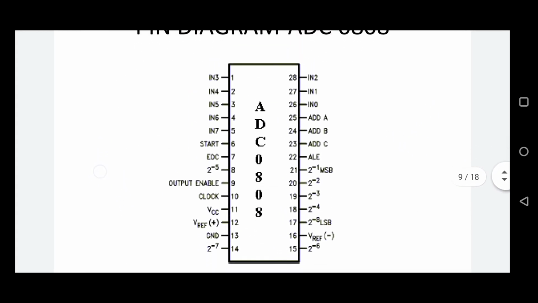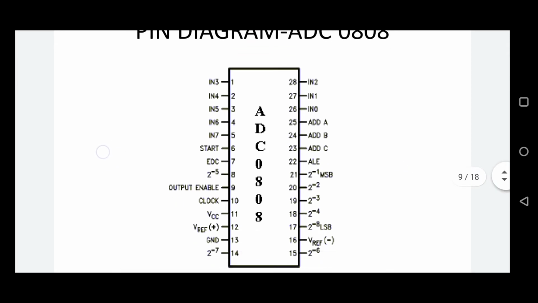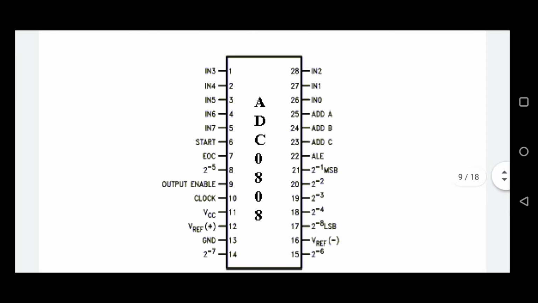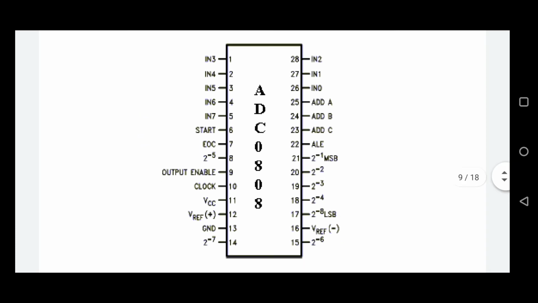This is the pin diagram of ADC 0808, which contains 28 pins. Of these 28 pins, 8 pins are input pins and 8 pins are output pins. The input pins are IN3, IN4, IN5, starting from IN0 to IN7. Here the 6th pin is start, that is start of conversion, and the 7th pin is EOC, that is end of conversion. The outputs are shown as 2 power minus 1 to 2 power minus 8, which are the output pins. 2 power minus 1 is the MSB and 2 power minus 8 is the LSB.